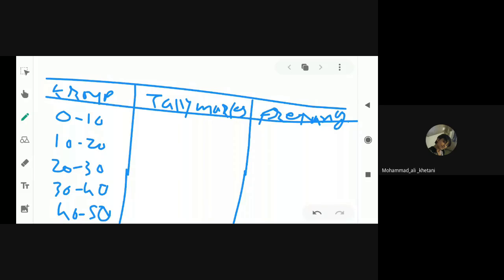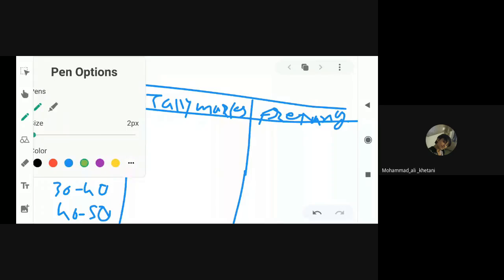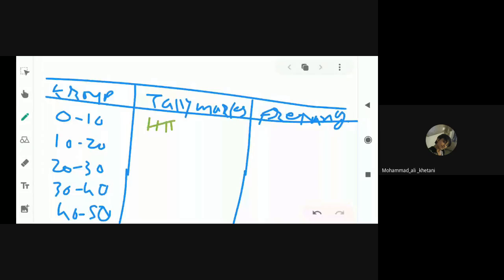Now, there are lots of students who are getting marks less than 10. For example, there are 7 students whose marks are between 0 to 10. So I draw here the vertical lines, 4 and one cross line. This 5 and this 2 means total frequency is 7.